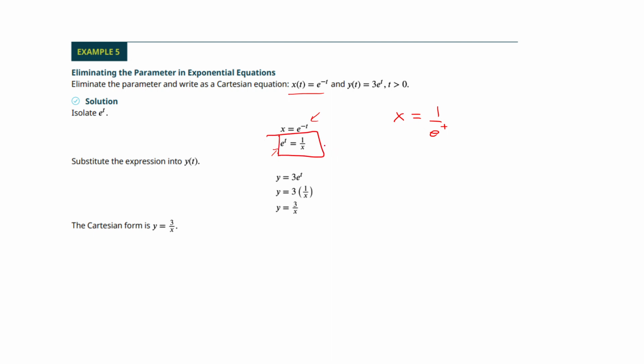Now you say, well, I haven't solved for t, but look at the other equation. The other equation has an e to the t in there, so this would be a valid substitution. I know e to the t equals 1 over x, so I could make that change. And I'd have 3 times 1 over x, or 3 over x. And we've done it. We've eliminated the time.